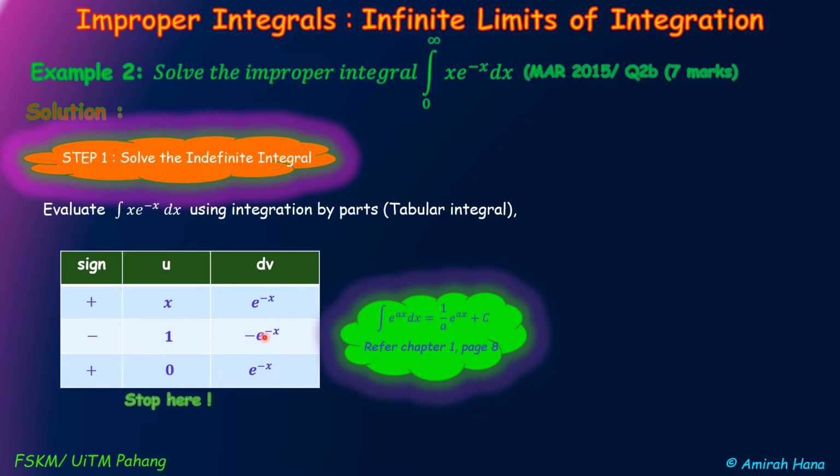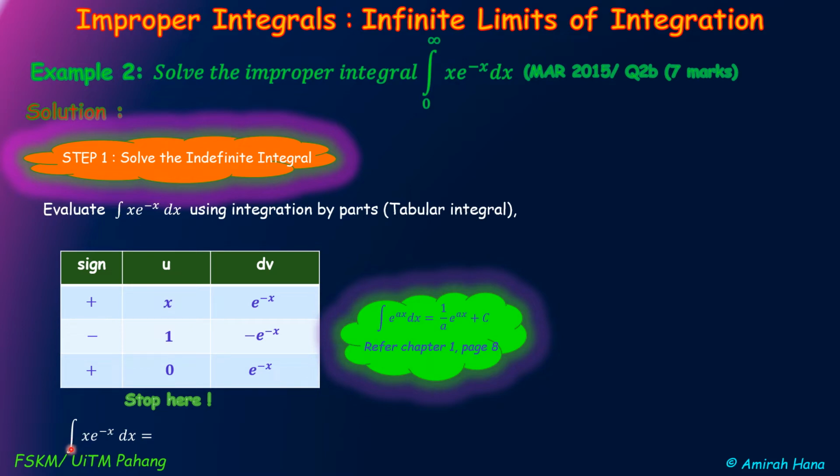And from here, we integrate again. When we integrate, we have negative, and we already have negative in front. So the answer is positive e to the power of negative x. Now we complete all 3 columns and 3 rows of this tabular integral. After that, we can write the function that we need to integrate.